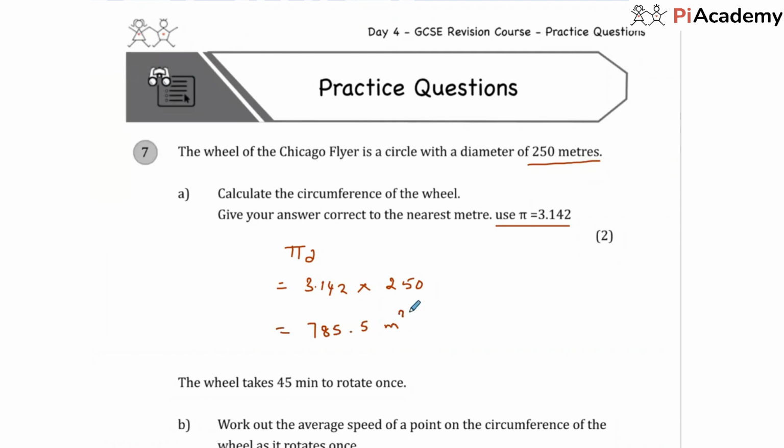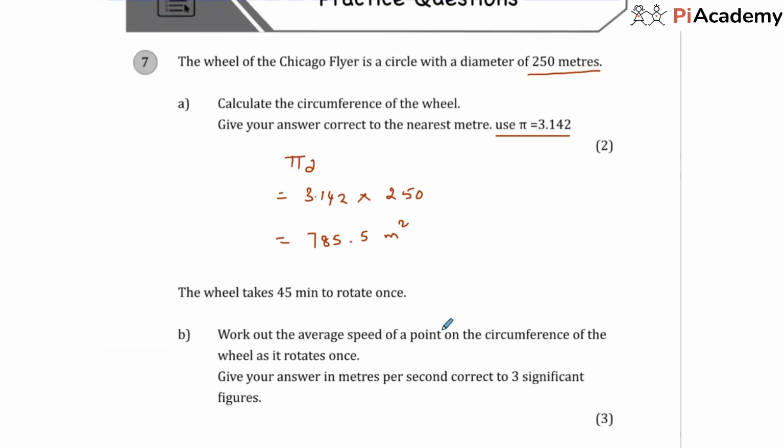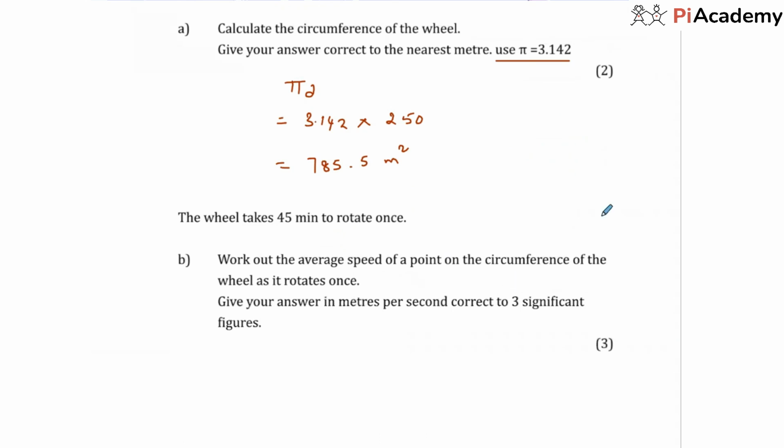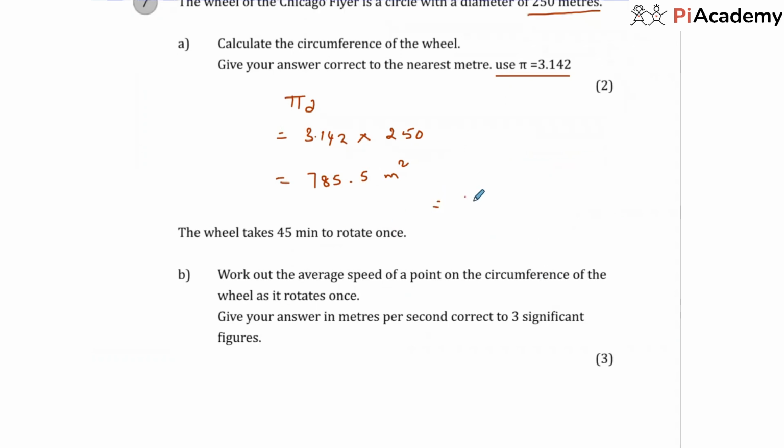Is it correct? Am I correct, guys? You said the nearest meter, so I should put that as 786. Yeah, sir, 786 meters square. Good, wonderful.